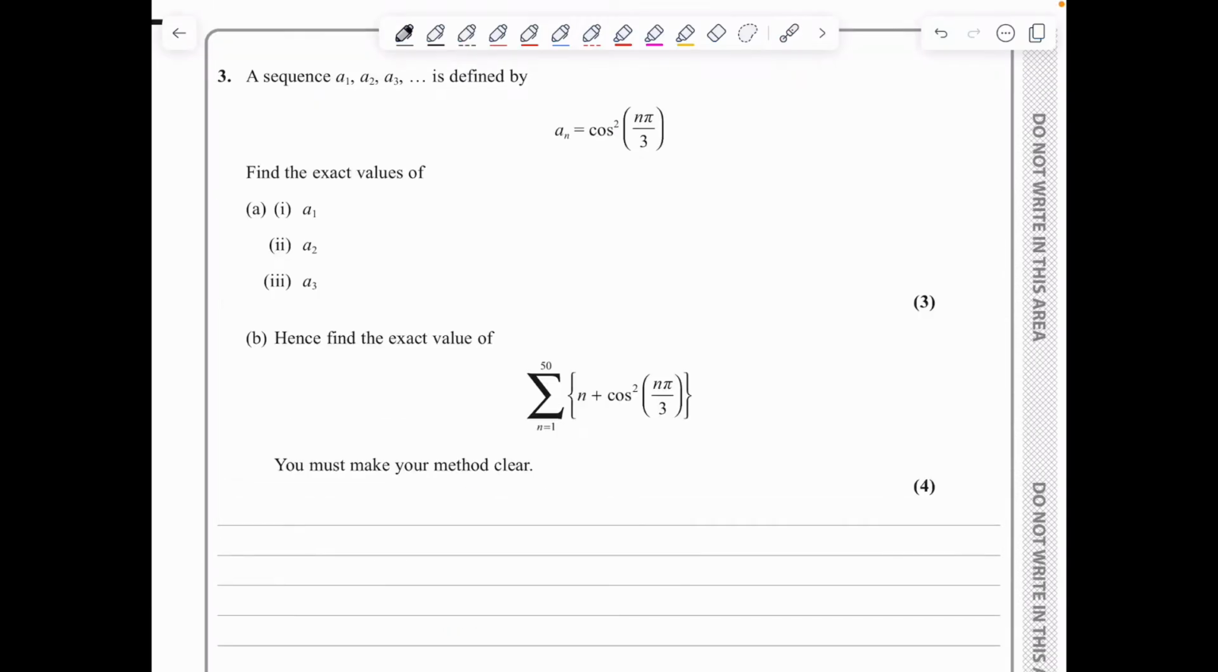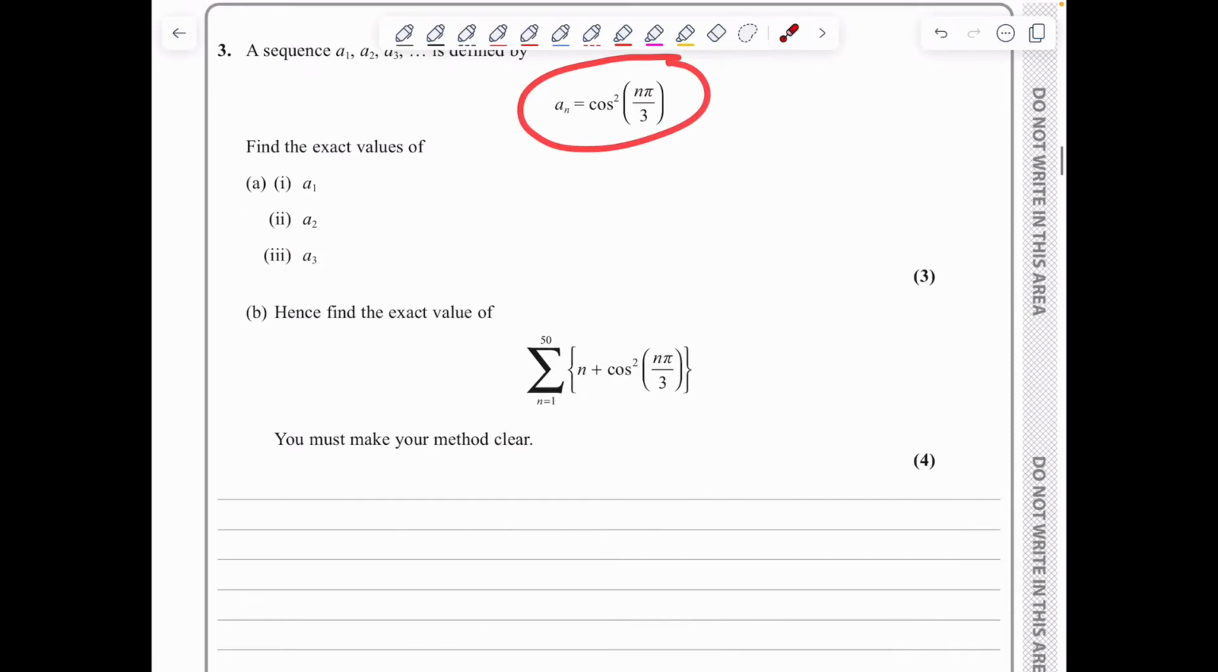In question 3, we've got a sequence defined by a_n is cos squared of n pi over 3. We need to find the exact values of a1, a2, and a3. So I will simply be substituting n is 1, n is 2, and n is 3 into the given expression to get the first 3 terms.